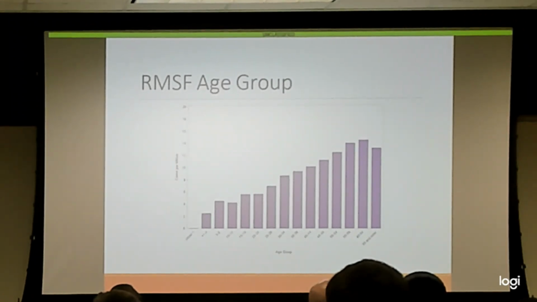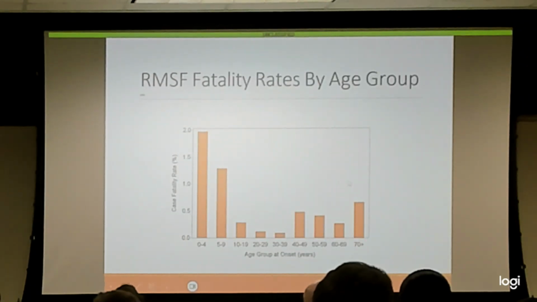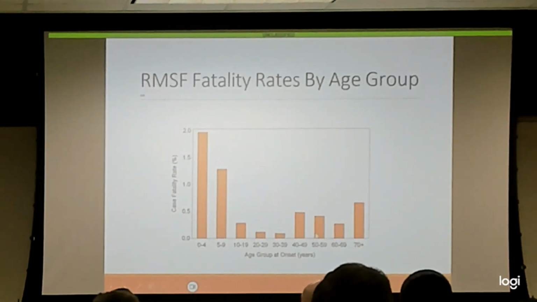This is an extremely interesting graph. When you look at it, you'll see that the older population basically gets this more than the younger population, right? Just according to these numbers. But then if you look at this next graph, it's the younger population that has more of a fatality than the older population. So something to be aware of.